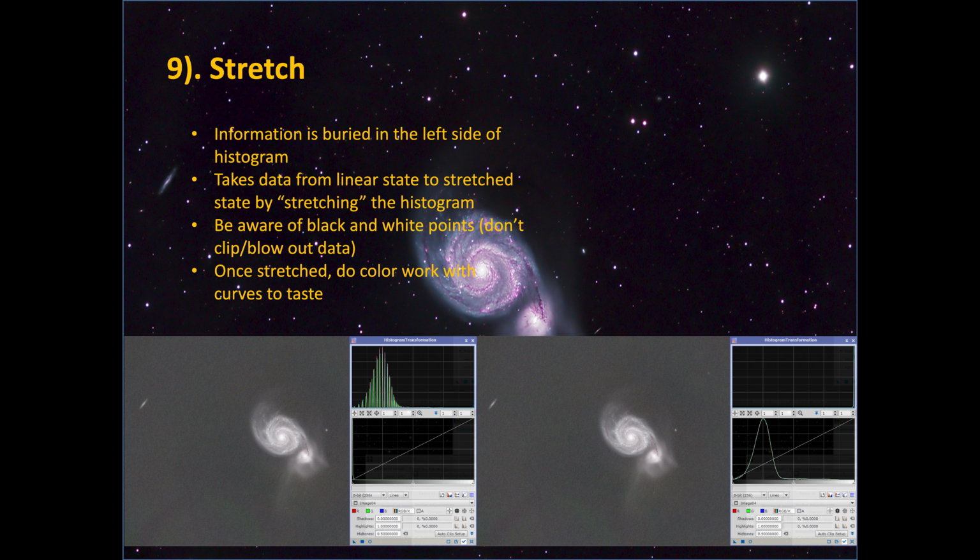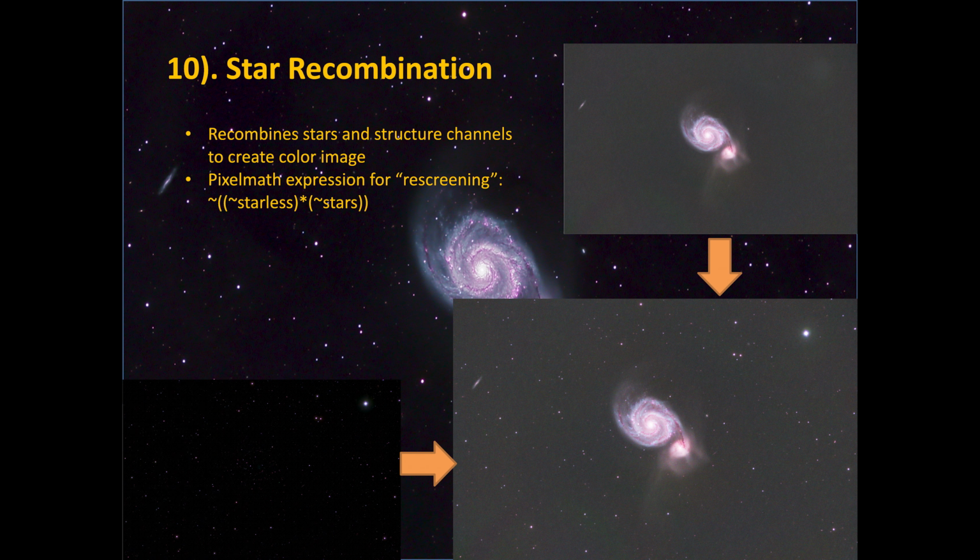So at this point, I've stretched this image and I've done color work on it. My stretched color stars are in the lower left, and my galaxy, which I've done color work to, is in the upper right. And now I just recombine them. You can do this in PixInsight using pixel math. You can do this in Photoshop if you have them on different layers, just merging the layers together.